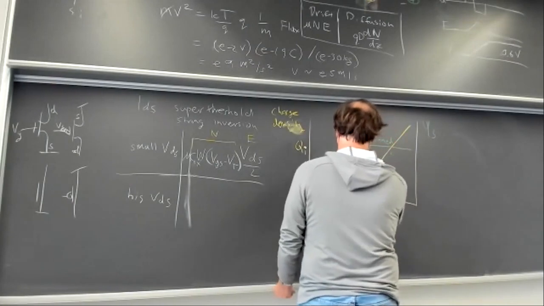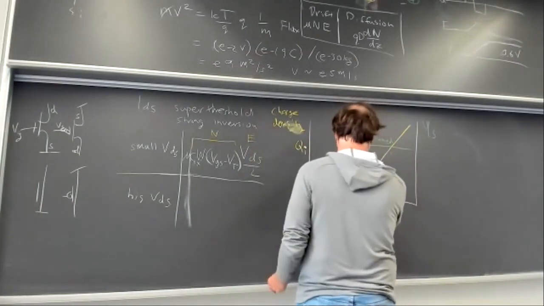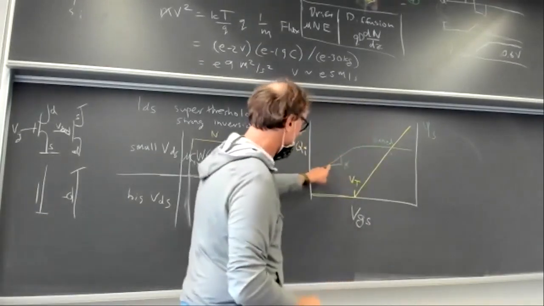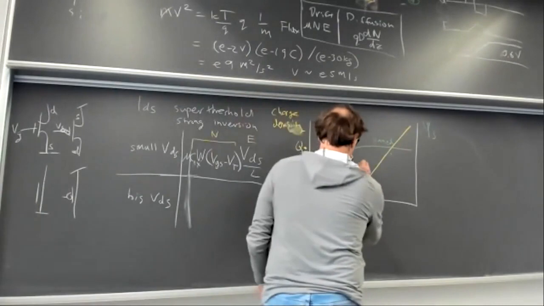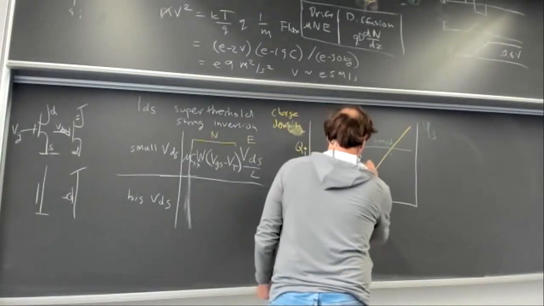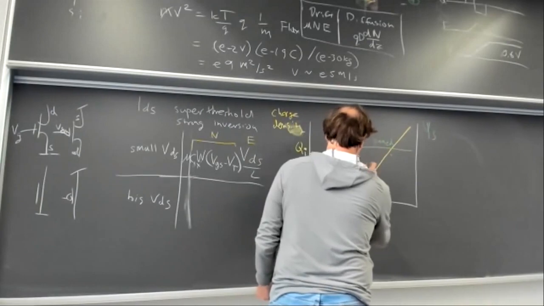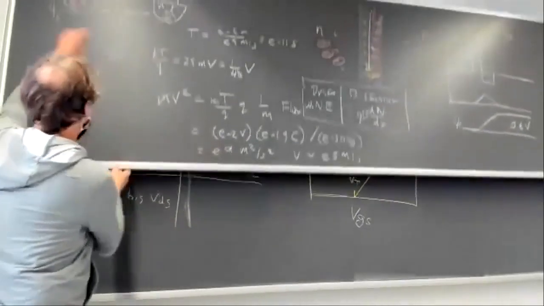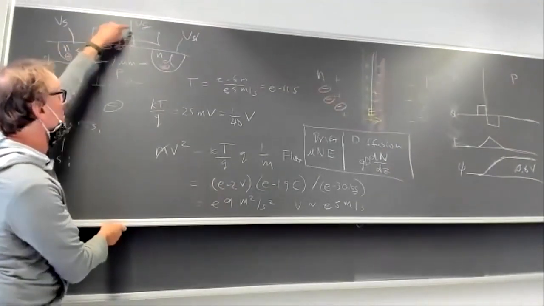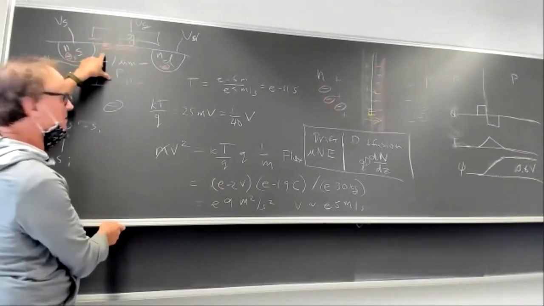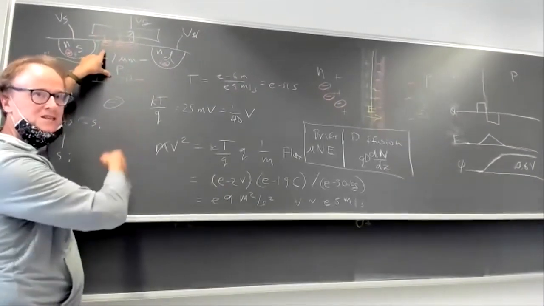But below threshold, because of the capacitive divider that Giacomo will tell you all about, the surface potential increases with a slope of like 0.7, 0.8, something like that. In other words, the potential here at this end of the channel only increases 0.8 as much as the gate voltage changes. That's because there's another capacitor here on the bottom side that's pulling the voltage down.